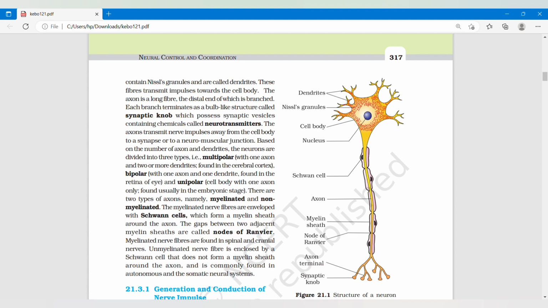There are two types of axons, namely myelinated and non-myelinated. The myelinated nerve fibers are enveloped with Schwann cells which form a myelin sheath around the axon. The gaps between two adjacent myelin sheaths are called the nodes of Ranvier. Myelinated nerve fibers are found in spinal and cranial nerves. Unmyelinated nerve fiber is enclosed by Schwann cells that do not form a myelin sheath around the axon and is commonly found in the autonomic and somatic neural systems.